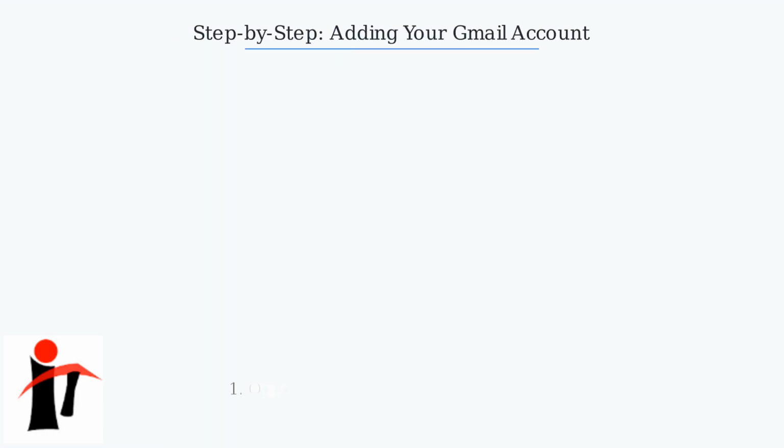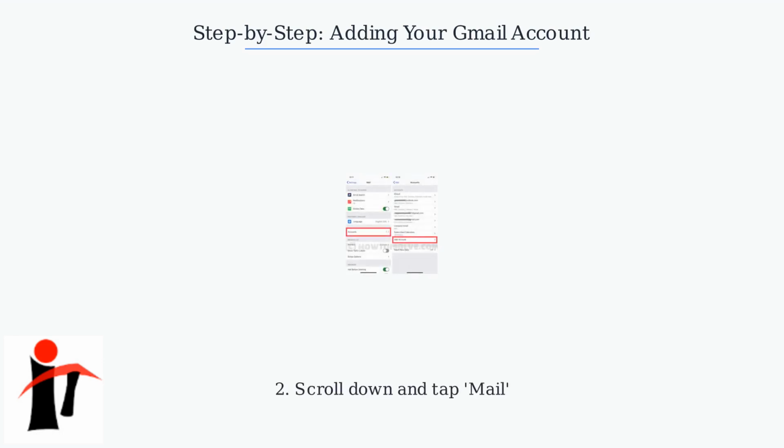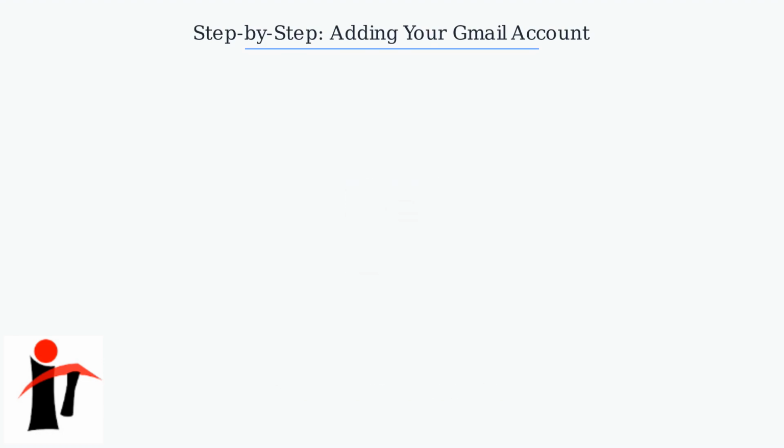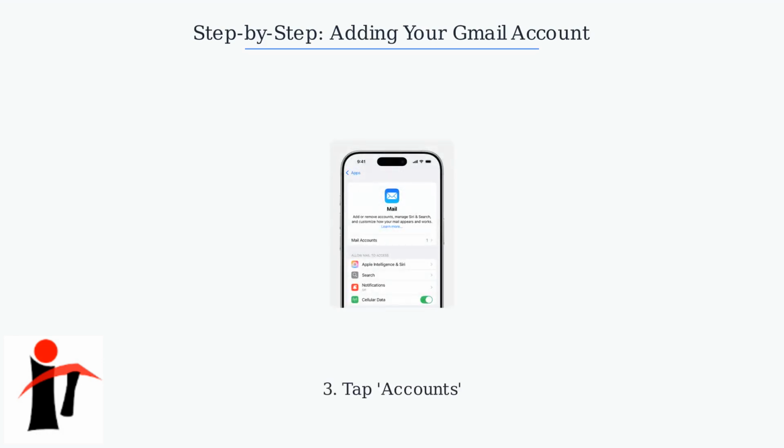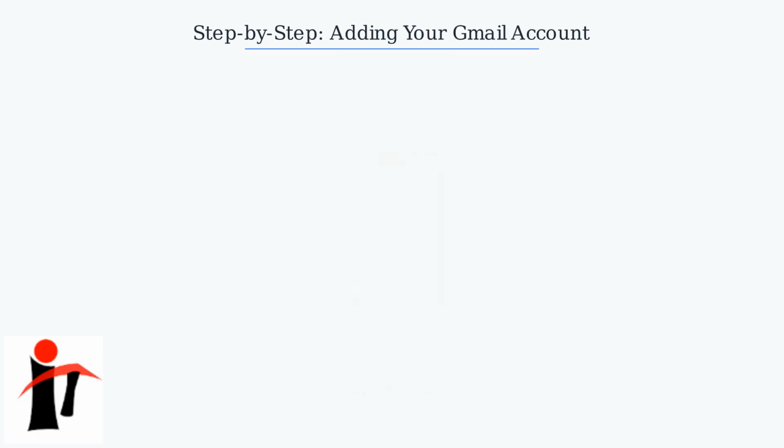First, open the Settings app on your iPhone. This is the app with the gear icon that controls all your device settings. Once in Settings, scroll down through the menu until you find the Mail option. It's usually located in the middle section of the settings list. In the Mail settings screen, tap on Accounts. This will show you all your current email accounts and give you options to manage them.